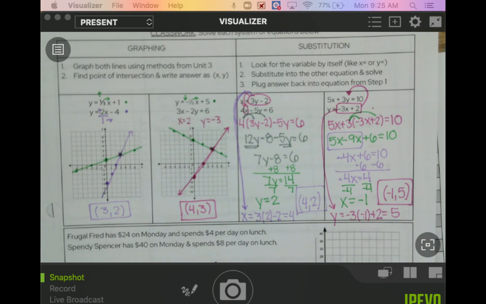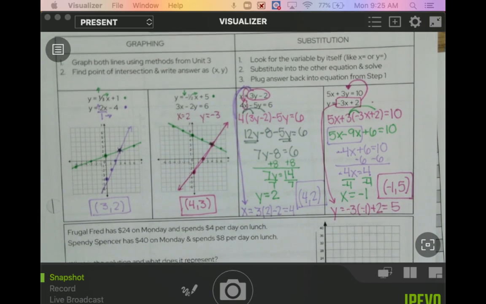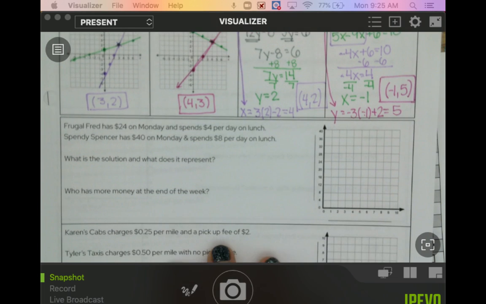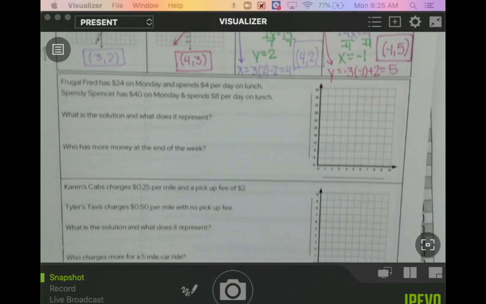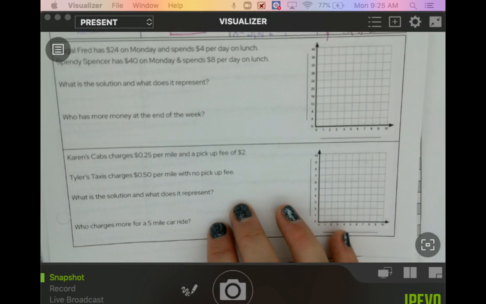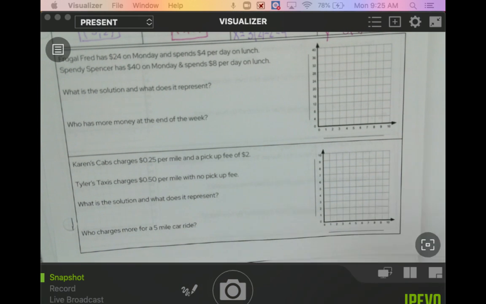And then I'm going to do 2 word problems to end off notes for today. They are both extremely easy. However, I am asking you to interpret the problem a little bit. So that's the reason why I'm doing 2 of them, is because I do want to show you how to interpret this. So the first problem says, Frugal Fred has $24 on Monday and spends $4 per day on lunch.